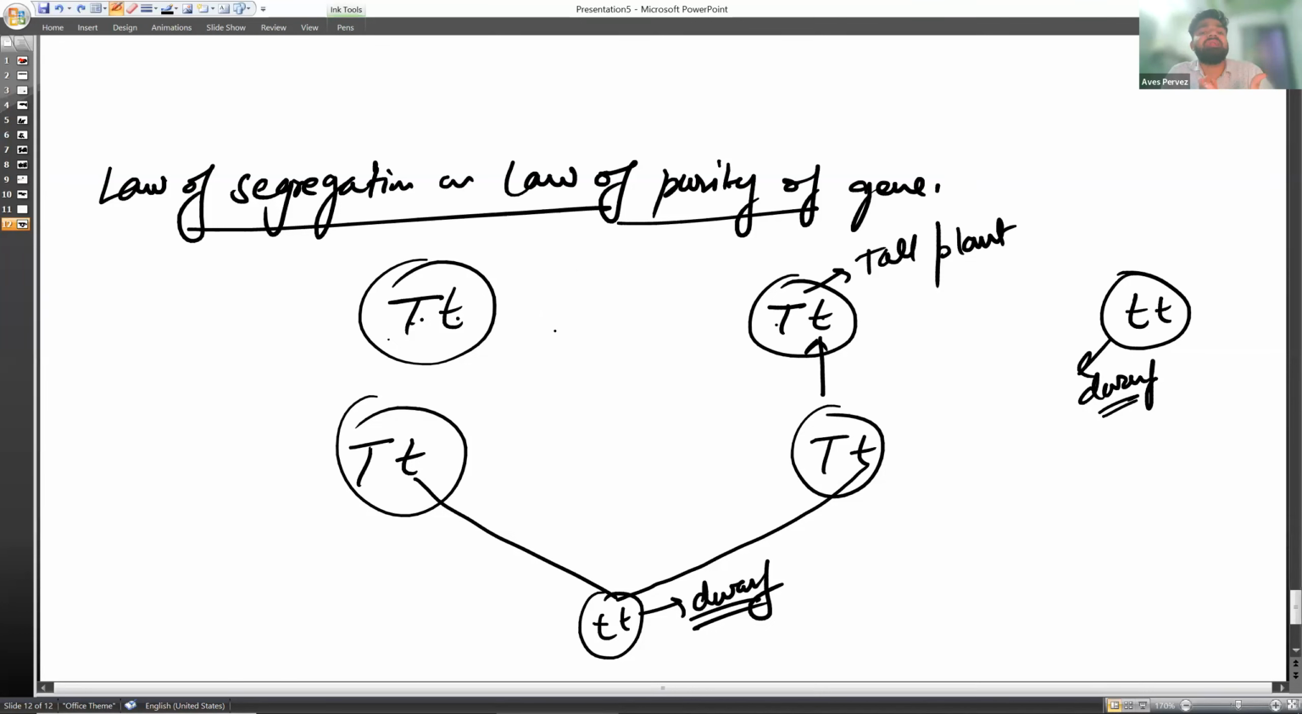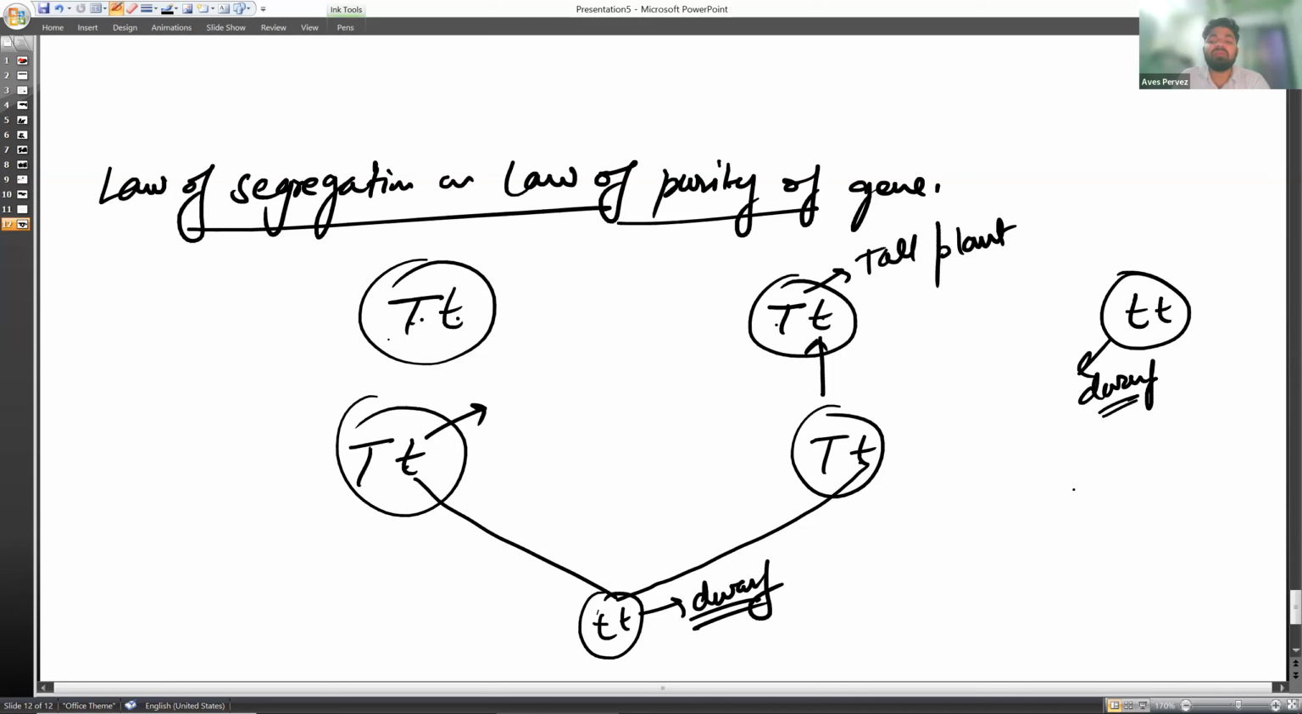They maintain their identity. How do they maintain their identity? Whenever a tall and a small t meet together, they form a dwarf plant. So it means that small t has not forgotten its identity of dwarfing. This gene is responsible for dwarfness, so it will dwarf the plant if we have a small t. Whenever small t meet together, we are going to have a dwarf plant.